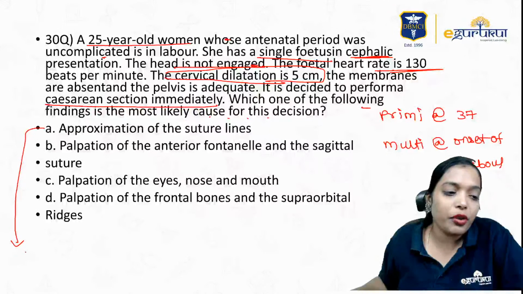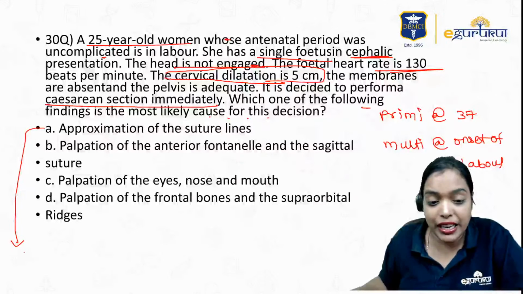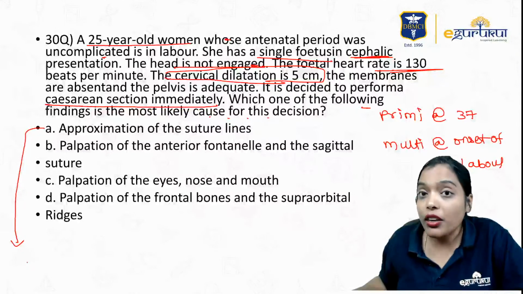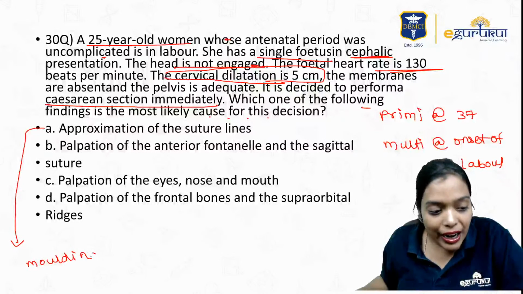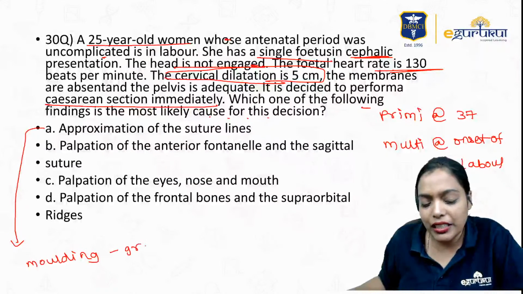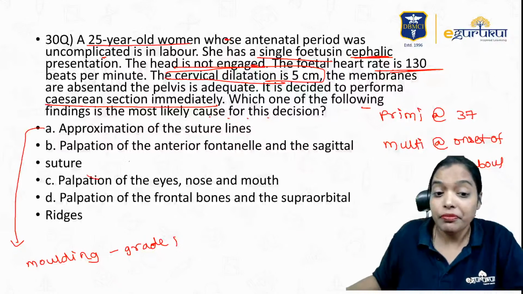So everything was going on well. Suddenly you have decided to do cesarean section and they are asking you what might be the reason for this sudden decision of cesarean section among these four options. So first option is approximation of suture lines. Approximation of suture lines is nothing but molding. We actually have 3 grades of molding. Approximation of suture lines is grade 1 molding, which is physiological. So no need to do anything.